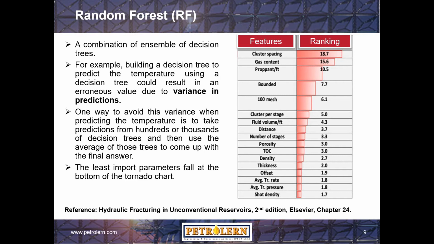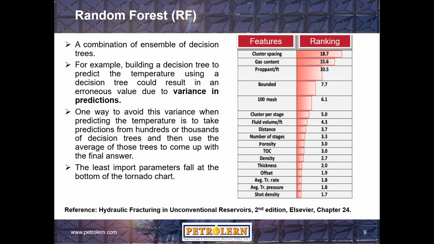Is it your cluster spacing? Is it your proppant per foot? Is it your well spacing? And every field, every data set, every basin is different. And once you understand what drives your production performance, then you can hone in on those parameters and try to optimize those parameters. One of the things that I see all the time is that people try to optimize parameters that have little impact on the production performance.